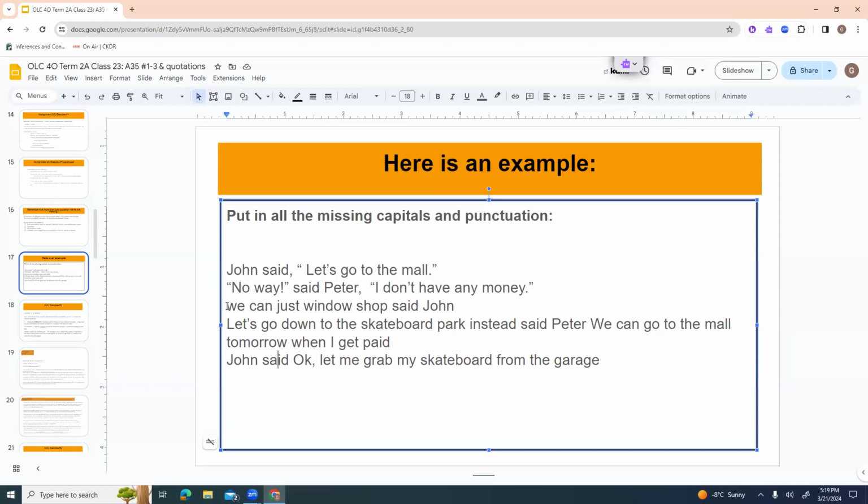All right, so he's talking here. The whole week in just window shop is him talking. So I'm going to start with a quotation mark. And then I need to fix this. This small letter needs to become a capital. And we can just window shop.